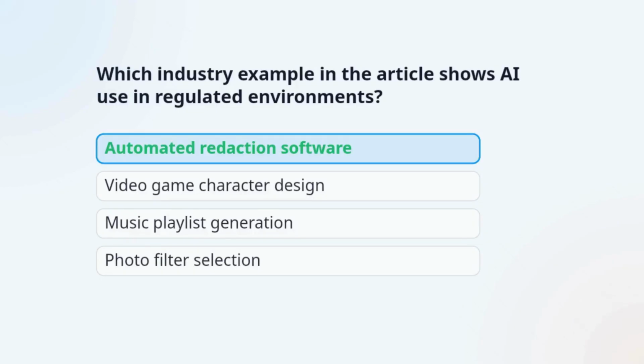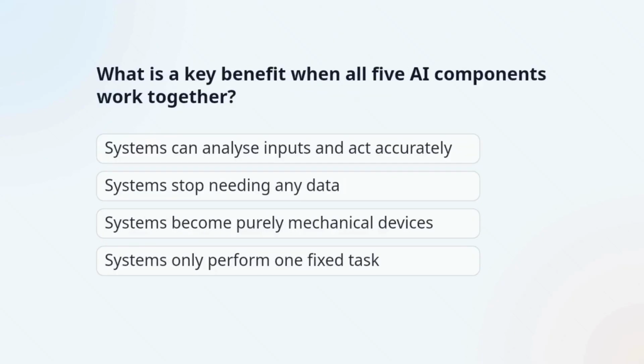The correct answer is automated redaction software. Automated redaction is mentioned as a tool used in regulated sectors, where AI helps detect and remove sensitive information accurately. Question 3. What is a key benefit when all 5 AI components work together?